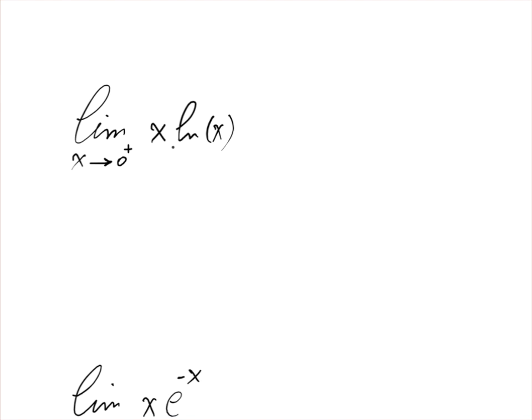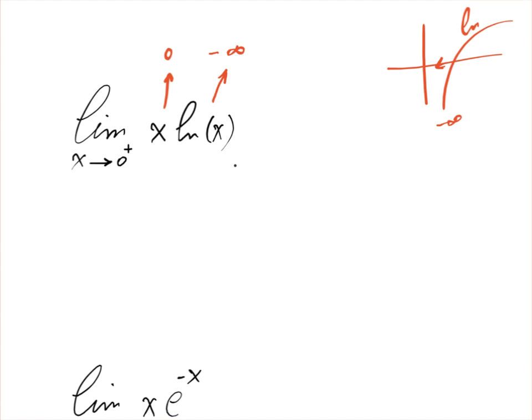The limit of x times ln of x as x tends to 0. So that makes this x go to 0. And the ln of x will go to negative infinity as x tends to 0, because this is the graph of ln as x tends to 0 from the right. This goes to negative infinity. So this is 0 times infinity type.